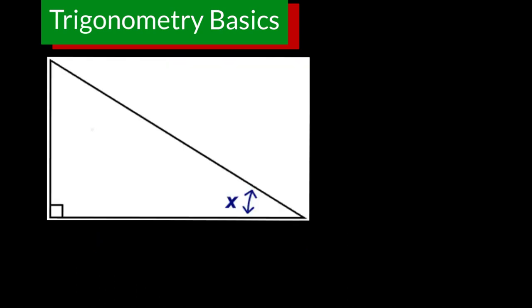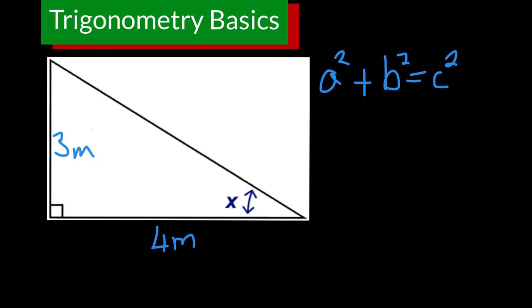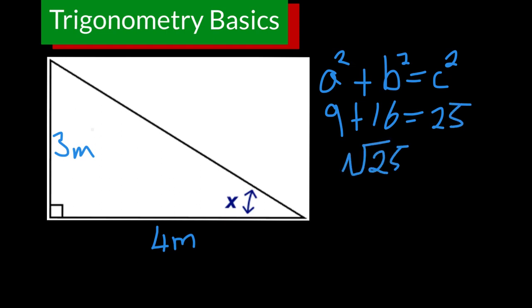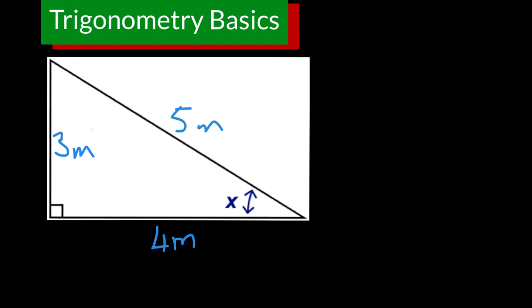So here's our right triangle, and let's say in this triangle that the opposite side to angle x measures 3 meters, and the adjacent side equals 4 meters, and we could use the Pythagorean theorem, which is a squared plus b squared equals c squared, which in this case is 3 squared is 9, plus 4 squared is 16, equals 25, and the square root of 25 is 5, so we know that the hypotenuse is 5 meters. Now let's use these numbers to set up our sine function, cosine function, and tangent function.